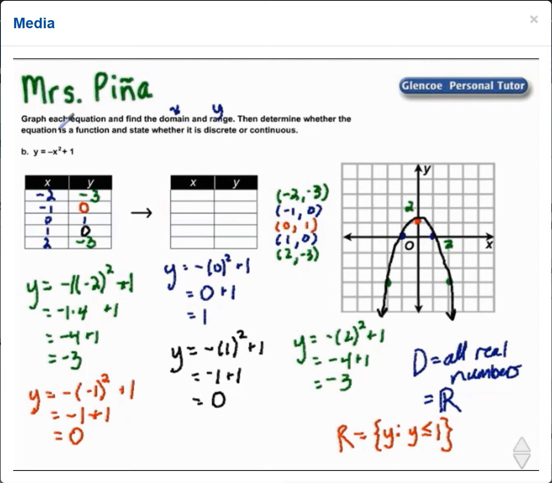Because I can take any vertical line and only intersect this parabola once, or not at all, this equation is a function. And because I don't have to pick up my pencil to draw this graph, it is continuous.